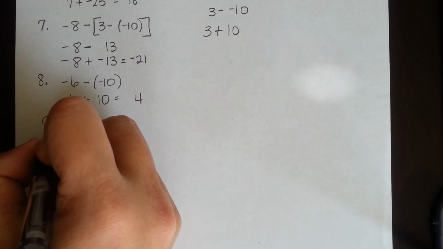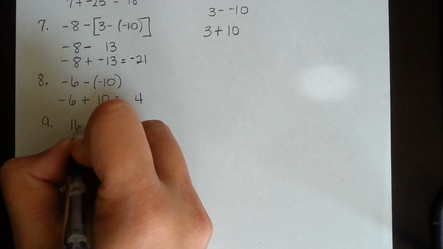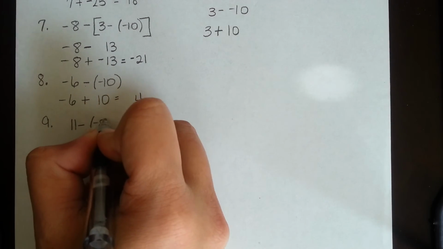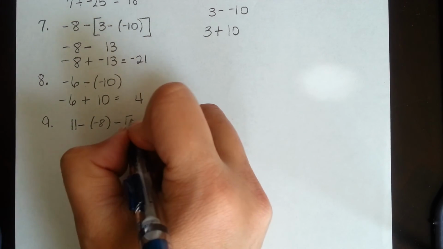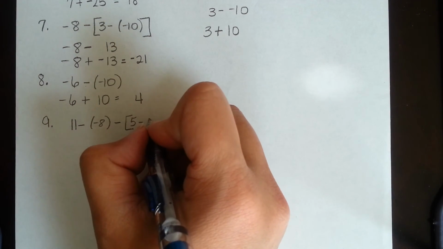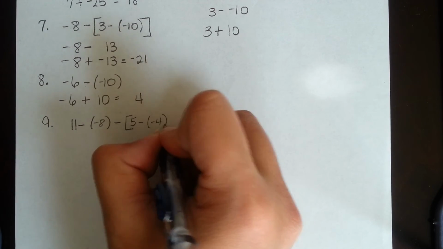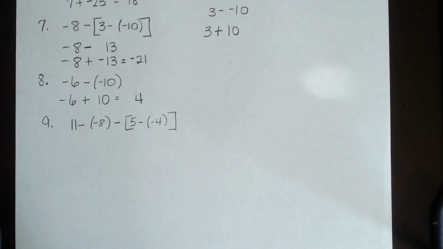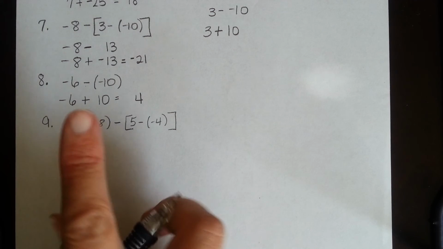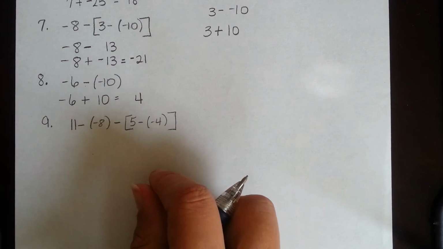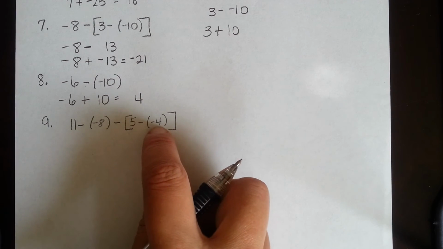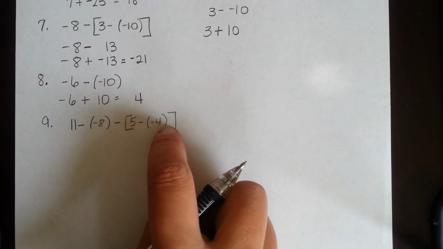Number 9. 11 minus negative 8 minus, in parentheses, 5 minus negative 4. Alright, lots of parentheses going on here. This one is just the parentheses to indicate that it's a negative number. Same thing in here, parentheses to indicate it's a negative number. In this set of parentheses, we actually have a problem, 5 minus negative 4.